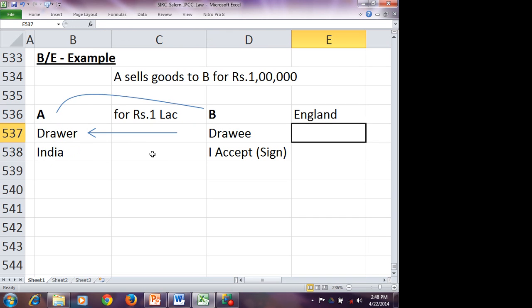A draws a bill upon B, in England, and sends it to him. It will take some months to reach him. Thereafter, B has to sign the bill and send it back to A. It again takes some months to reach A.